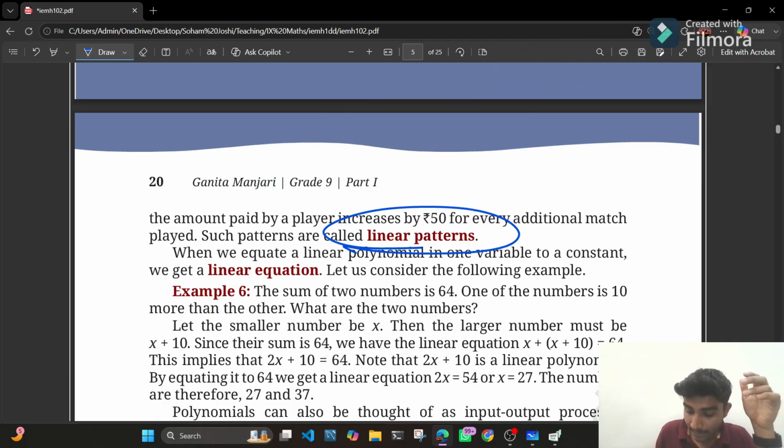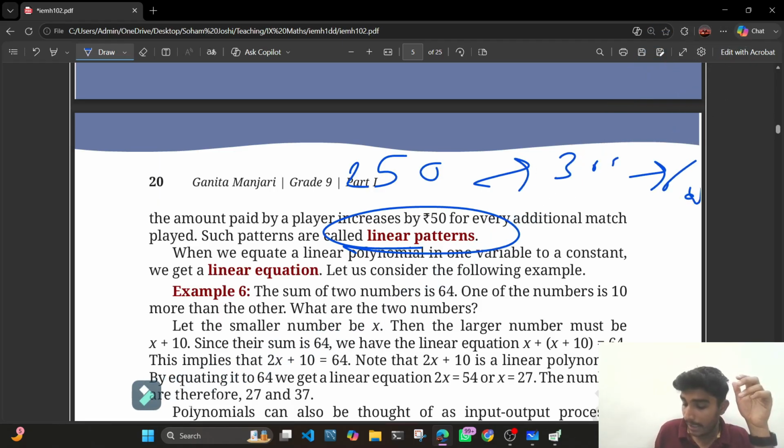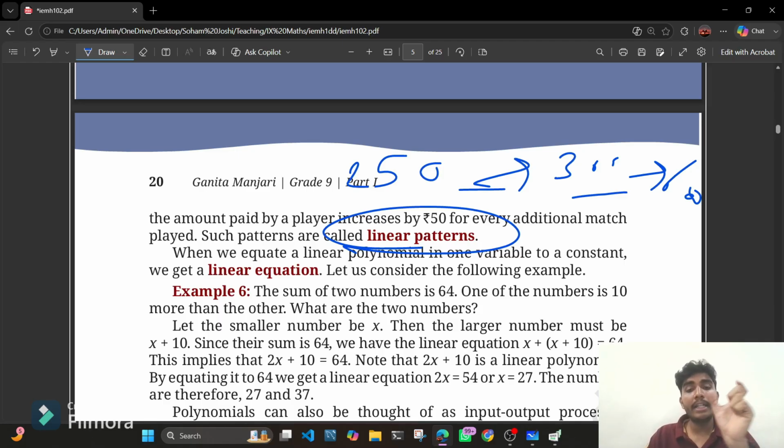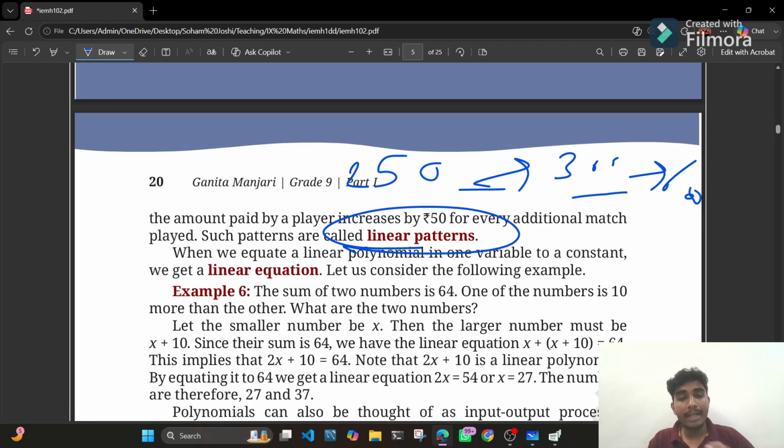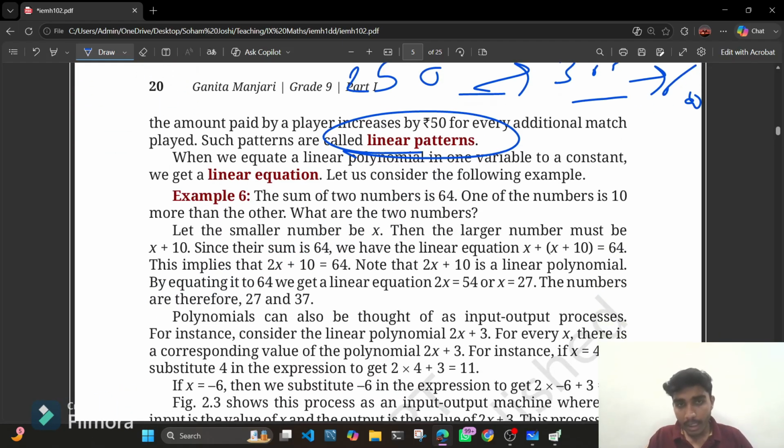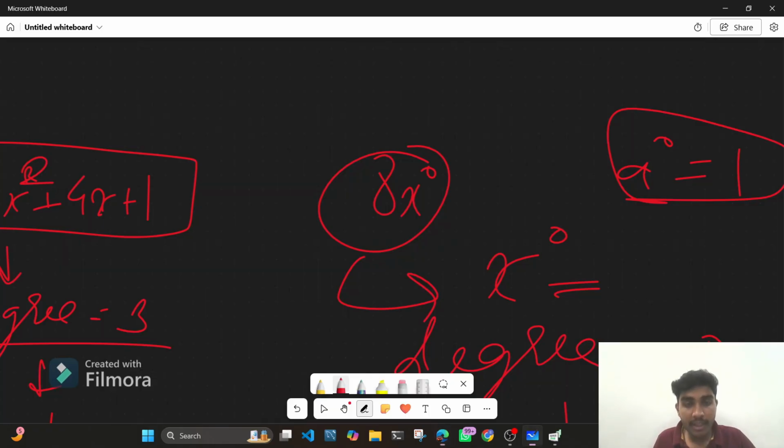Not एकदम ऐसा तो नहीं हुआ ना कि पहले 250 था, उसके बाद सीधा 300, और उसके बाद सीधा 600 हो गया। नहीं, वो 50-50 से बढ़ते गया। What is linearly? कि equal intervals में बढ़ते गया, 250 से 300, 300 से 350, 350 से 400, 50-50 rupees वो बढ़ते गया। So that is why linear polynomials form linear patterns.